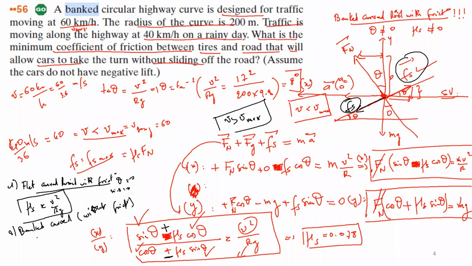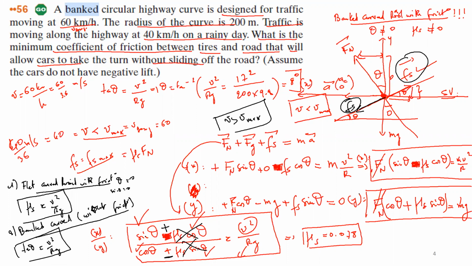So in a banked curve without friction, what do I have? Of course, mu s is 0 now. So that means I get rid of the frictional part. And I will just end up with sine theta divided by cosine theta, which is tangent theta, is just v square over rg. So this formula here is more general, but the most important thing is how to get the formula, how to go from one to the other.